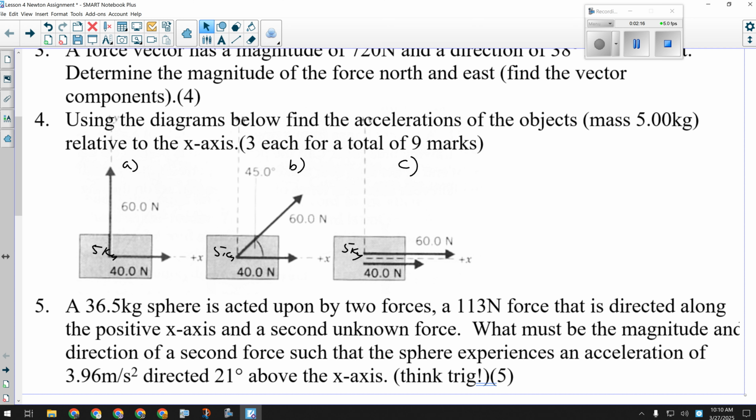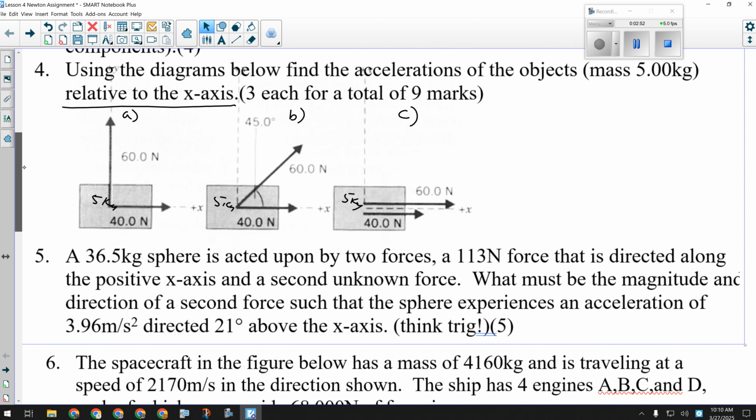All it wants is, what is the acceleration, magnitude, and direction relative to the x-axis? No north of east or anything like that. We want above or below the x-axis, as we're looking for a vector here. So get your net force, get your acceleration. That's what you're being asked to do in 3 different situations. Okay, everybody with me there? The whole question is out of 9. So each one's worth 3.